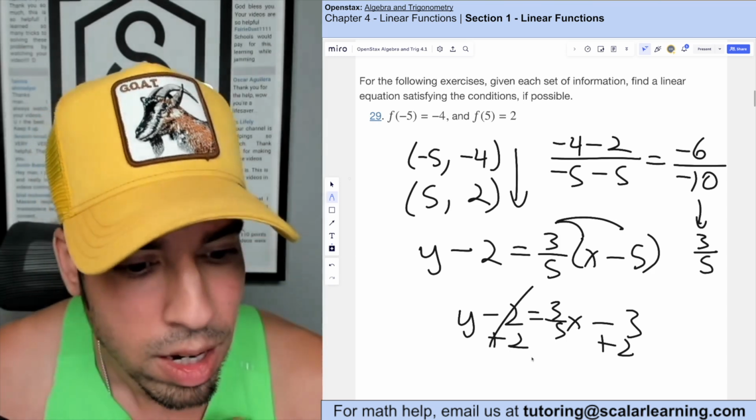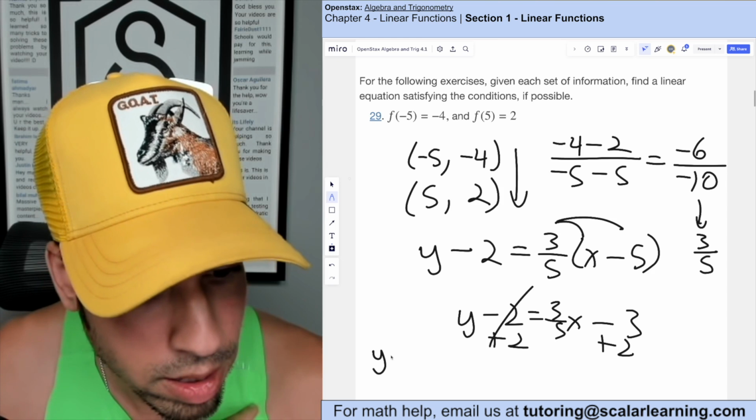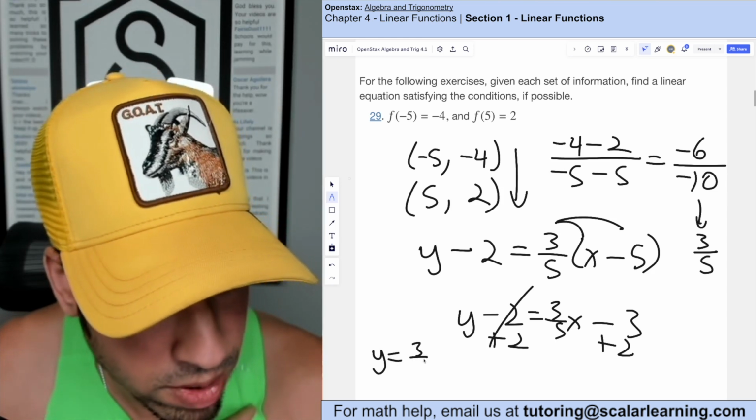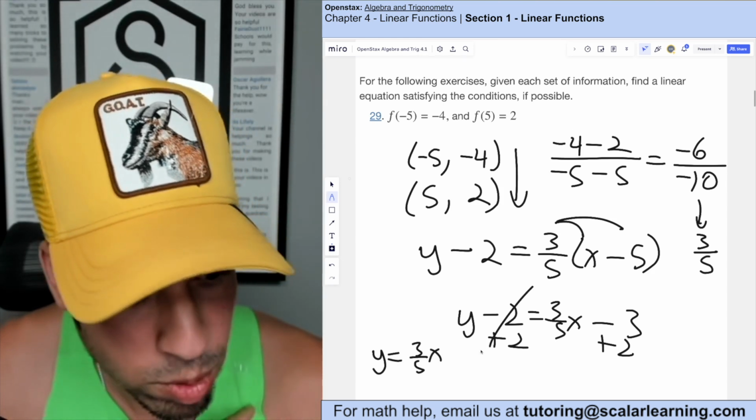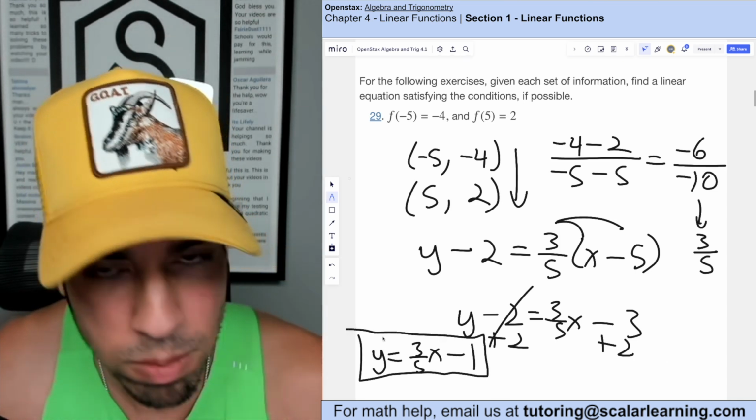Boom, boom. And we get a final answer of, let's put it over here, y equals 3/5 x. Negative 3 plus 2 is negative 1. There's my final answer. Boom, done.